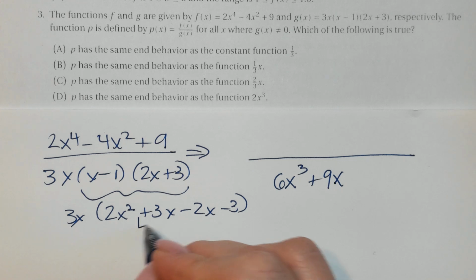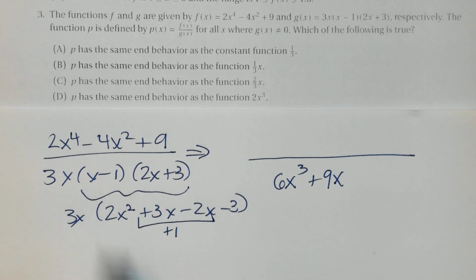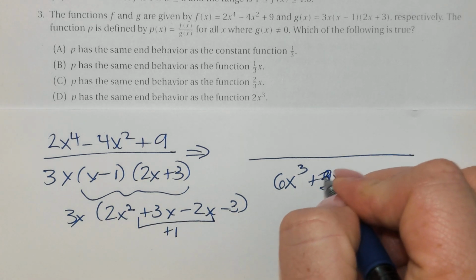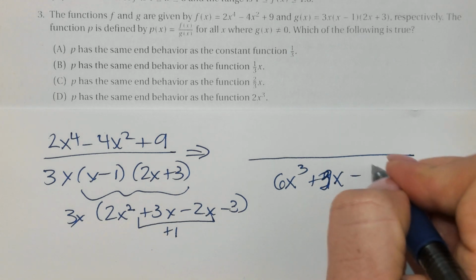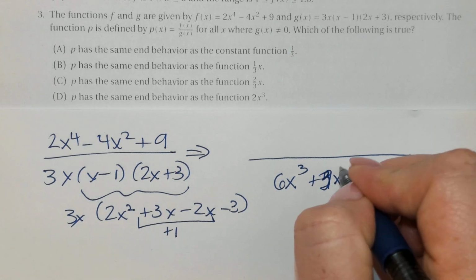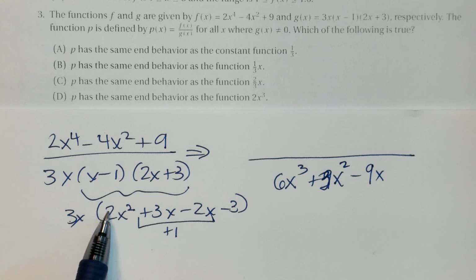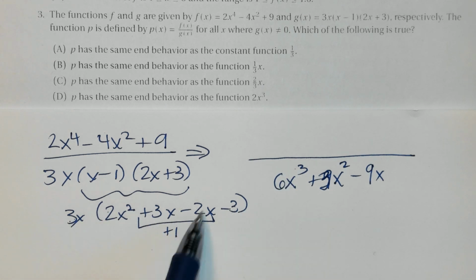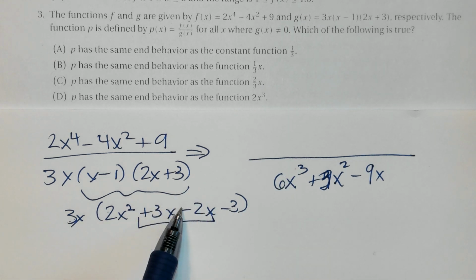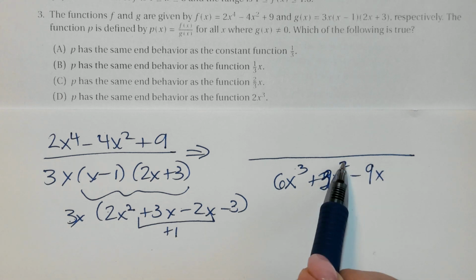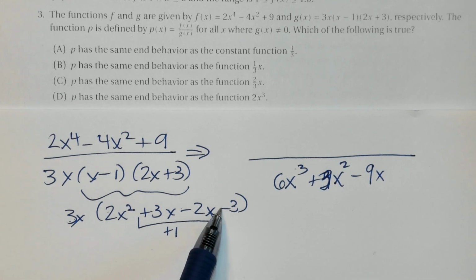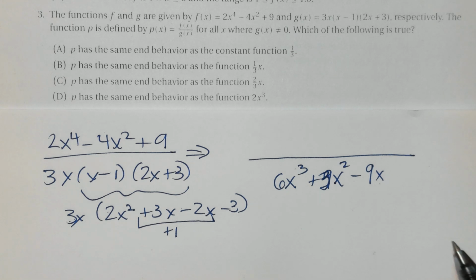Well, first, I can combine like terms to get a positive 1x. So plus 3x squared, and then minus 9x. Now let's just make sure I did this right. This would be 6x to the third. That's correct. This gives me 1x, and 1x times 3x is 3x squared, and 3x times negative 3 is negative 9x. So I'm feeling confident about that piece.